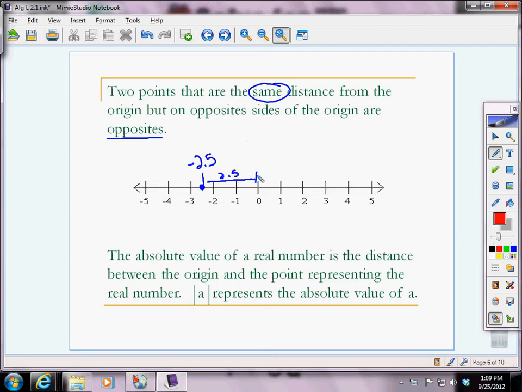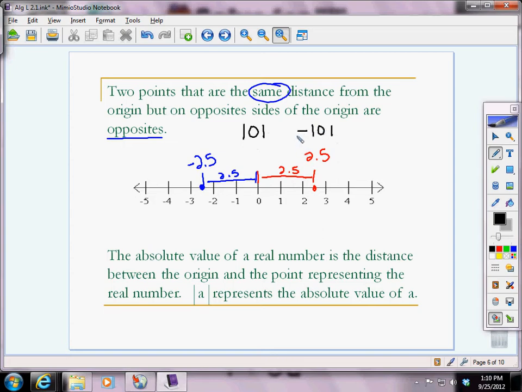So if we start at 0 again, but go over 2.5 units, we end up at a positive 2.5. Again, they're the same distance from 0. So negative 2.5 and 2.5 would be considered opposites. Basically, if it's positive, it becomes negative. If it's negative, it becomes positive. If I had a positive 101, what's its opposite? Well, it would be a negative 101.